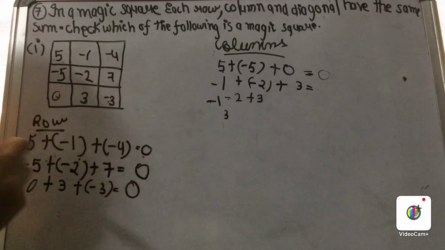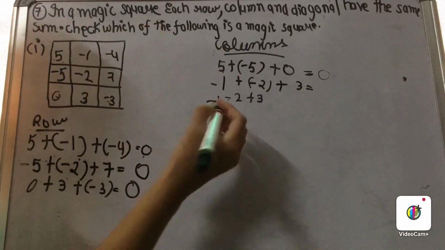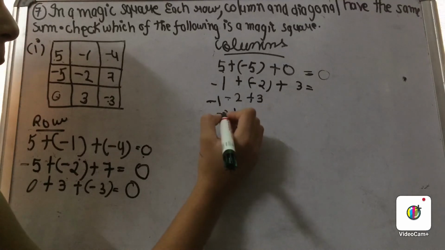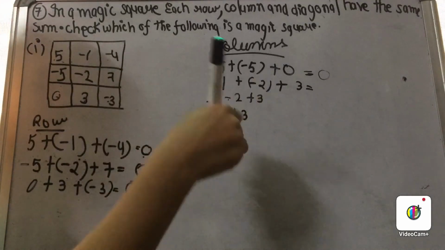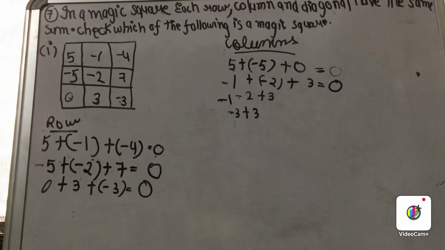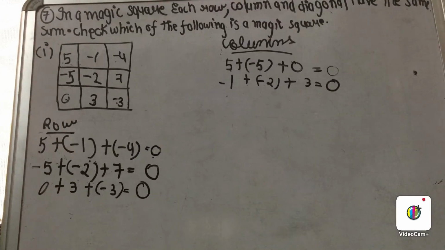So minus plus, and 2 plus 1 equal to 3. And now which number is bigger? 2 is bigger, and the sign in front of 2 is minus. So now -3 plus 3 is 0. So this answer is also 0. So now let us move to our next column.